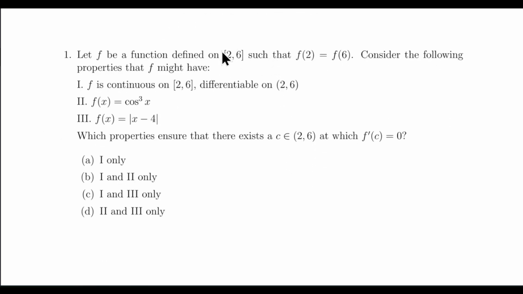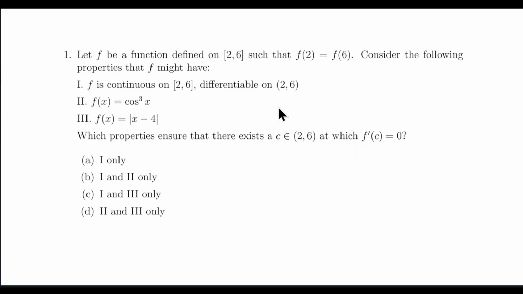Let f be a function defined on [2, 6] with f(2) equal to f(6), and consider the following properties that f might have. The first property is f is continuous on the closed interval [2, 6] and differentiable on the open interval. Okay, fair enough. Which properties ensure that there exists at least one c in this interval such that f prime of c is 0?